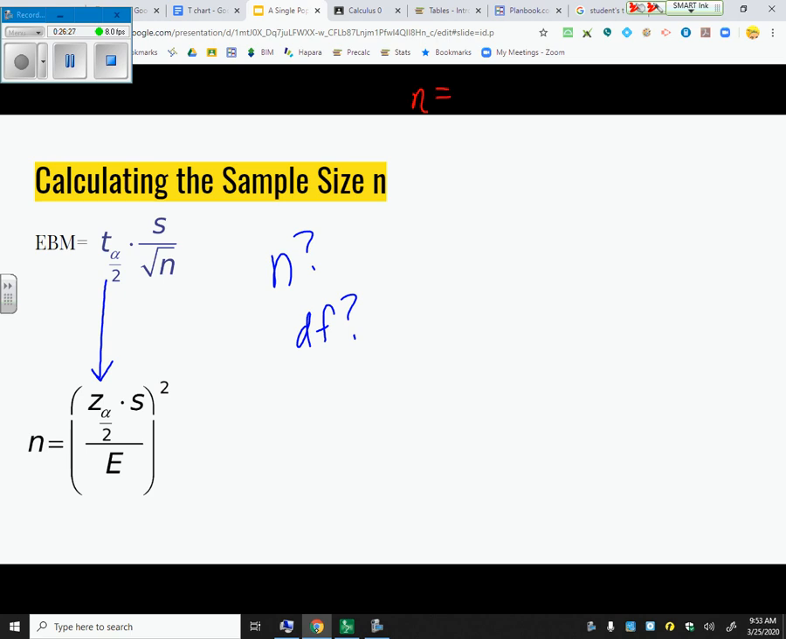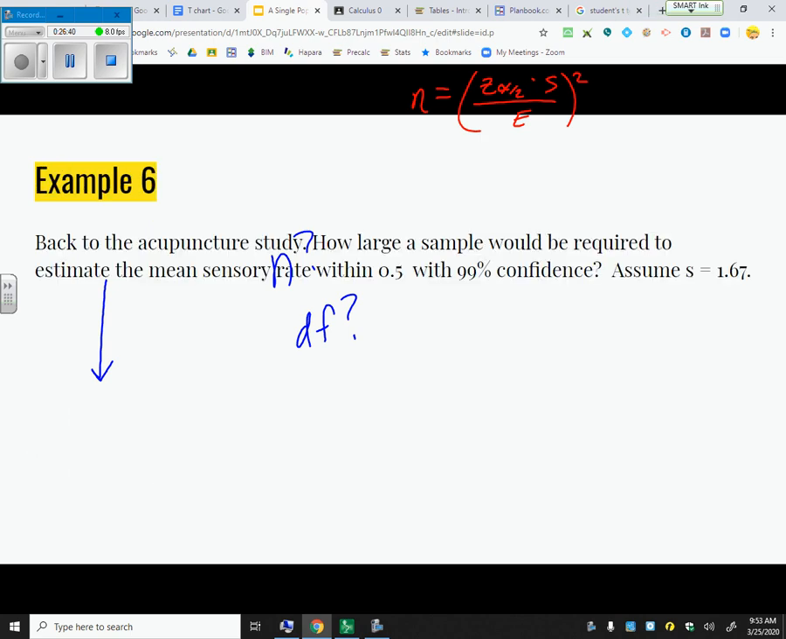N equals z sub alpha over 2. They're going to have to tell me what the standard deviation is. That's an S, not a sigma. And this time I get to square the whole thing, since the only thing that was underneath the square root was the n. So let's go back to acupuncture.